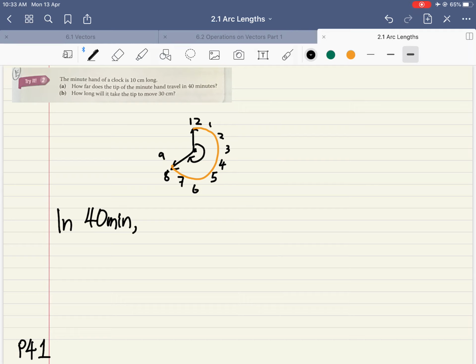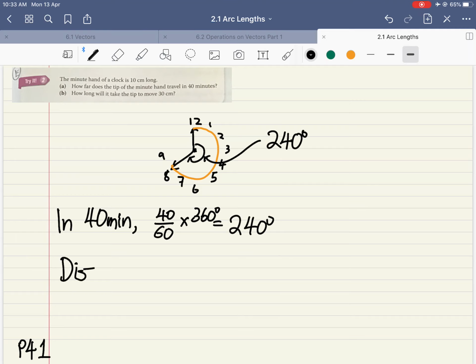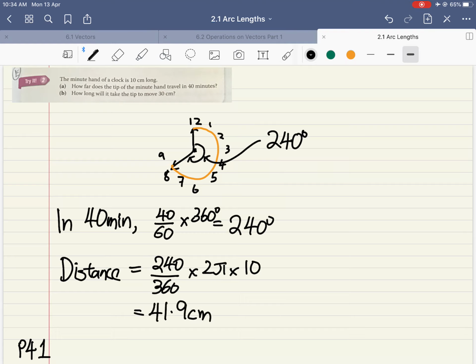In 40 minutes, what I get is 40 over 60. Why 60? Because that's 1 hour, times 360 degrees. So what I get is 240 degrees. In my diagram, this angle here is 240 degrees. Hence the distance, which is the one in orange, will be equal to 240 over 360 times 2 pi times r, which is 10 cm. So in the end, what I get is 41.9 cm.